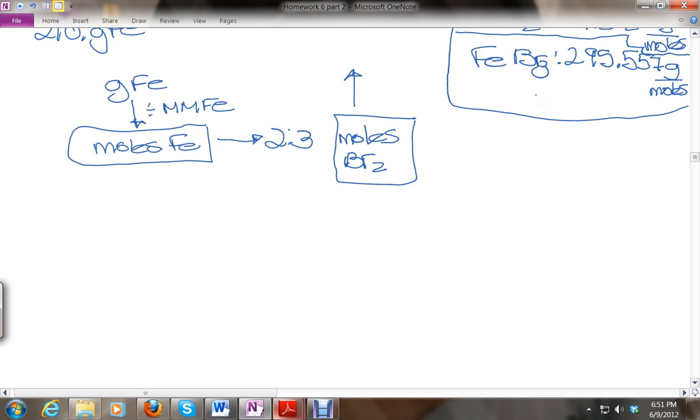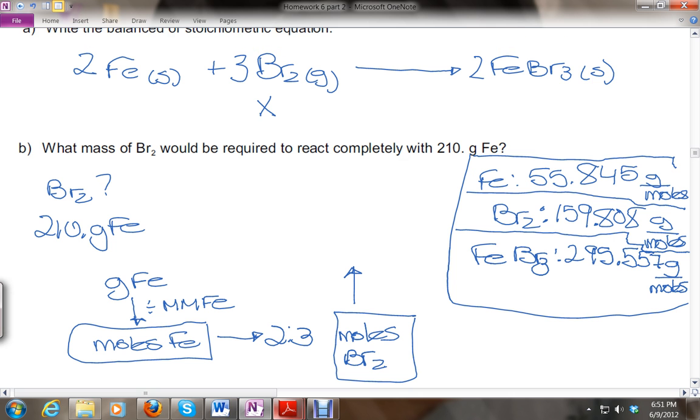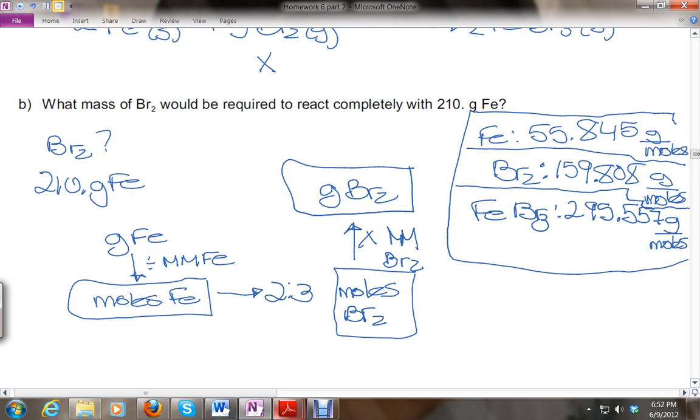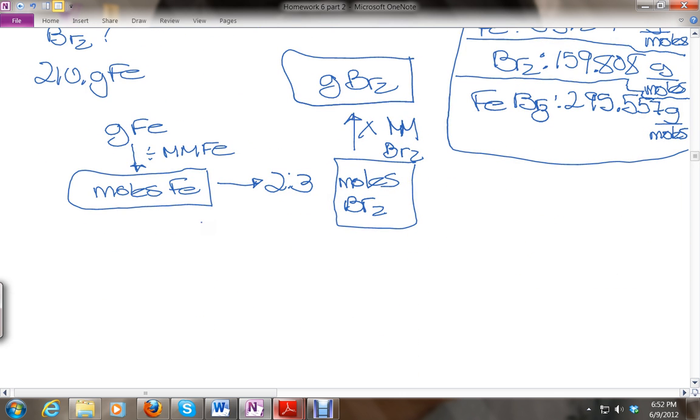And then we convert it to grams, because that's what they're asking for. We convert it to grams by the molar mass of Br2. So you see, we're using a molar mass here, and later on in the problem we're going to use more molar masses. That gives you the grams of Br2, which is what we're looking for. So let's start first with 210.0 grams divided by 55.845.